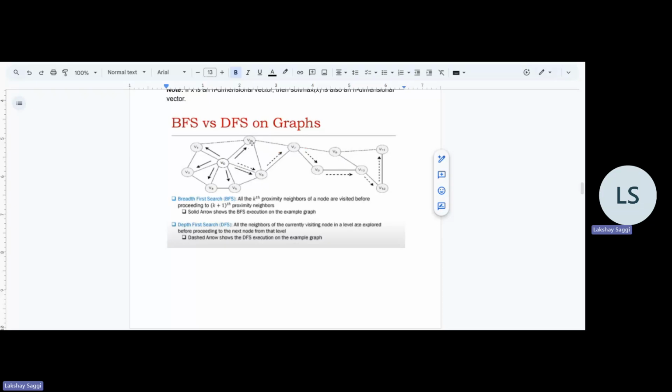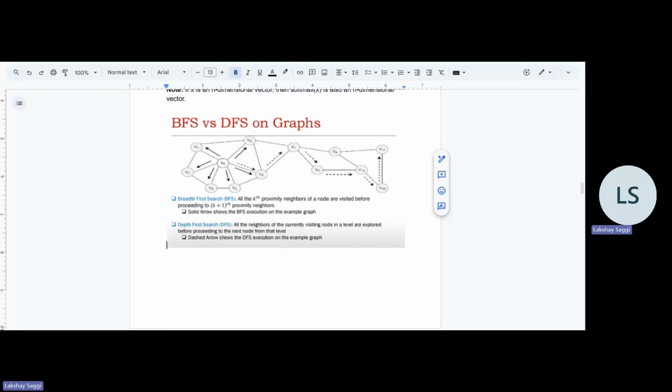So you move to V2, and then V2 has an undiscovered neighbor which is V1. So you move to V1, then you move to V3, then V4, then V5, and voila, you have discovered all the nodes in the graph. So yeah, this would be an execution of DFS search on this graph, if it makes a bit of sense.